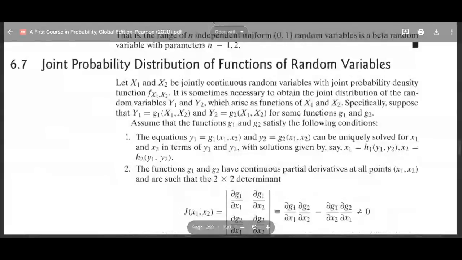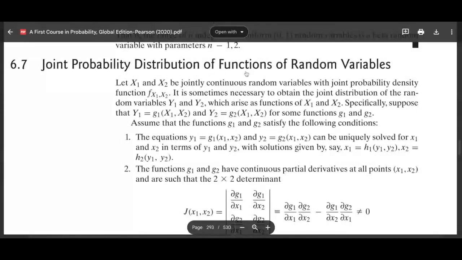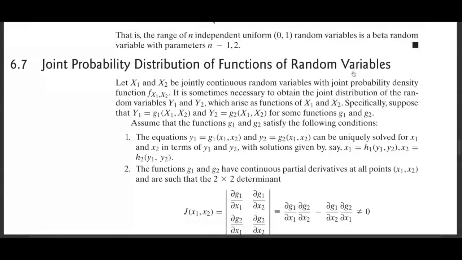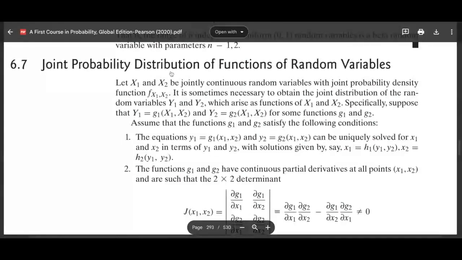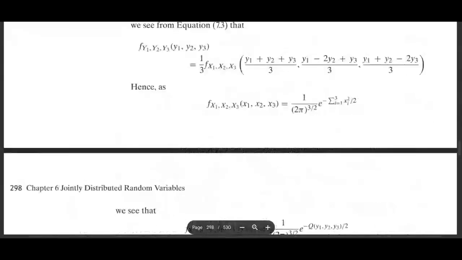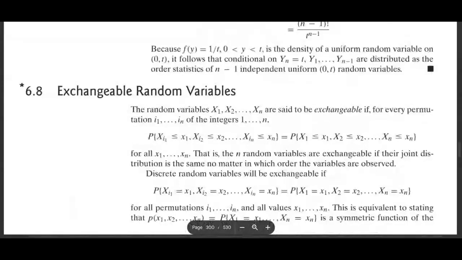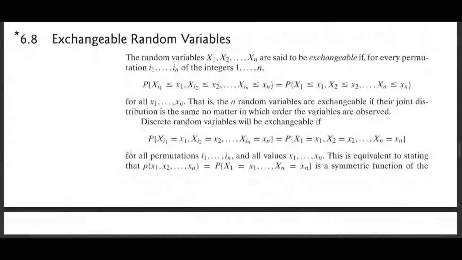Yeah, we have talked about this. The title is just a little bit different. Exchangeable variables, they just changed it to be joint probability distribution of functions of random variables. They didn't use the word exchangeable variables, all right? But, oh, that's 6.7. Oh, okay, hold on, 6.8. You're talking about 6.8. Maybe you're right. Yeah, we did talk about 6.7, 6.8.